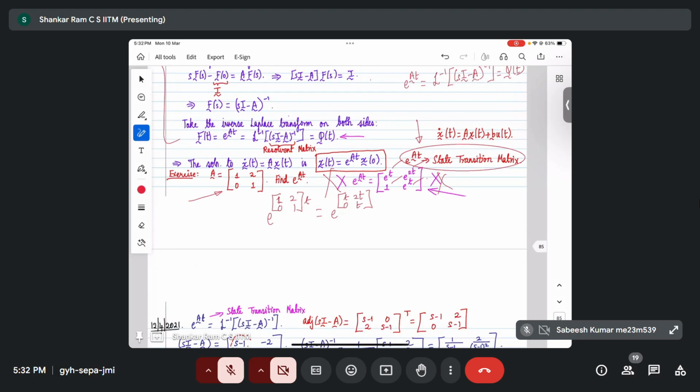Sir, one question. Am I audible? Yes, please. Sir, I understand this. We are taking the phi of s in terms of an exponential matrix, e^(At), right? Why does it have to be exponential in nature?